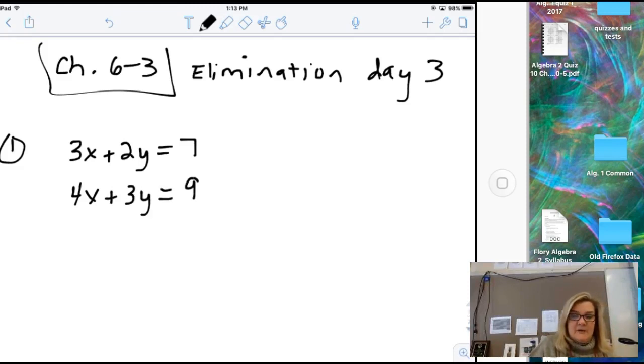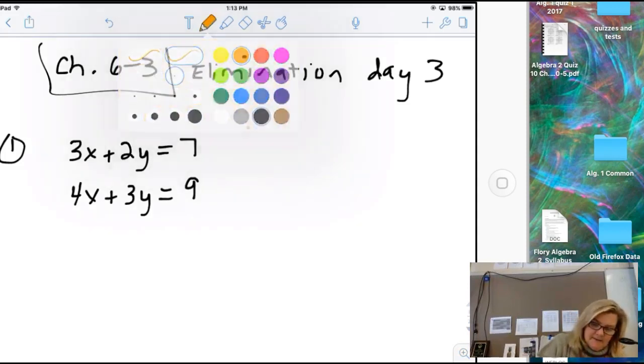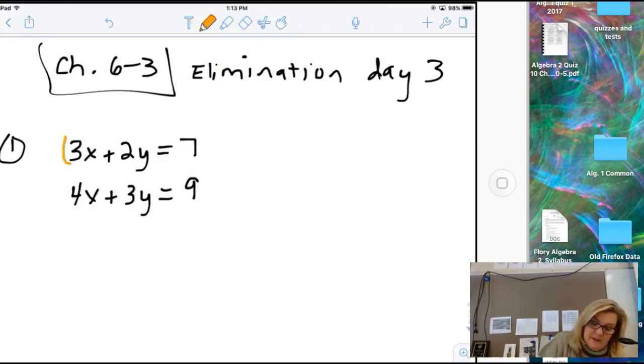As you can see by looking at the equations, I don't have something that I can easily eliminate. What I can do is multiply to get rid of the x's, or multiply to get rid of the y's. In this case, I've decided to get rid of my x's. So I'm going to multiply the top by -4, which will give us a -12x.